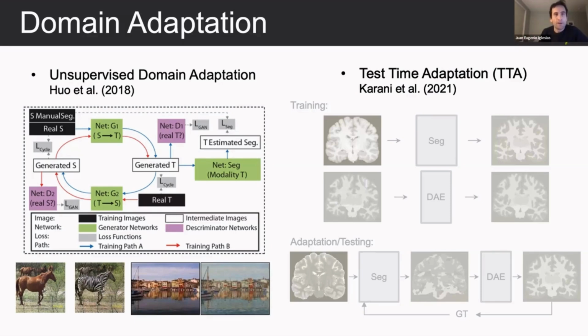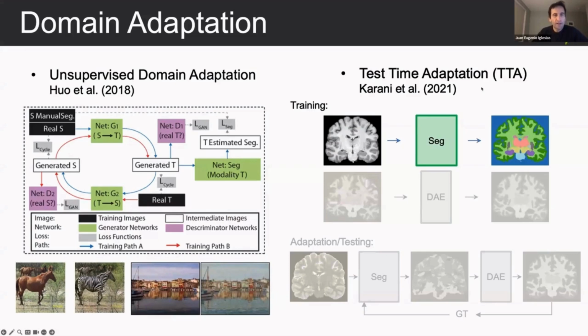That problem is solved, at least partially, by test time adaptation. You give me one image now, and, again, this is just one paper, which I hope is representative. This is by Nirav Karani, who used to be at ETH. The idea is to say, well, during training, I have my T1s, and now I train my network, and I can segment them and get beautiful segmentations, right?